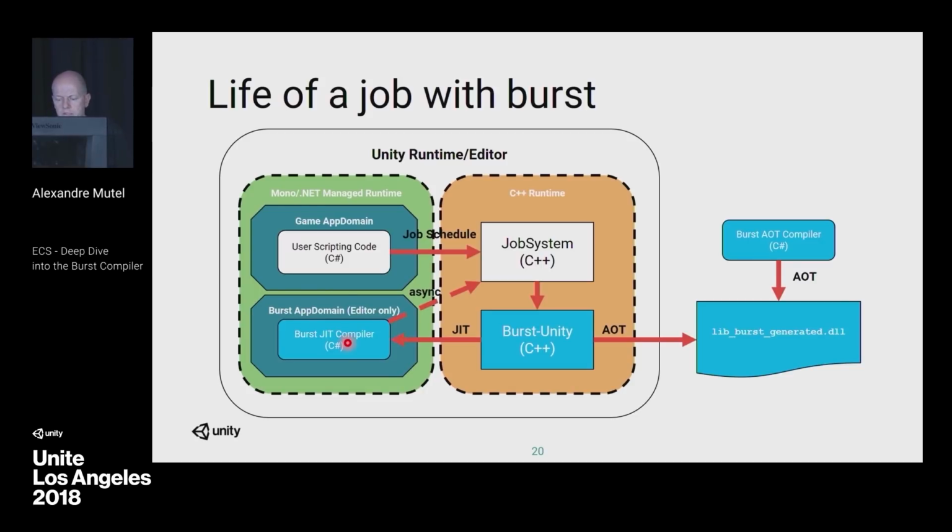In the player mode, the Burst C++ runtime will try to load a shared library, and this shared library was generated at build time. When you build your player, it's going to call the AOT Burst compiler, the ahead-of-time compiler, and it's going to generate this DLL that will be shipped as part of your player.